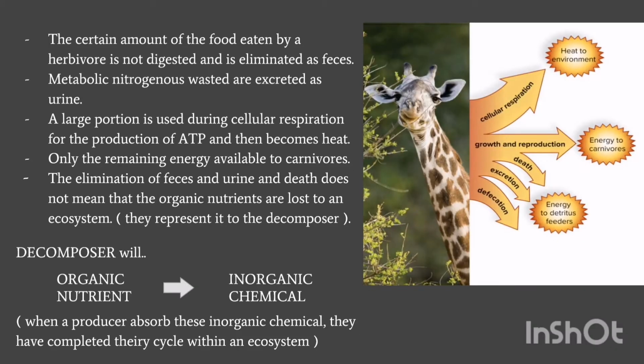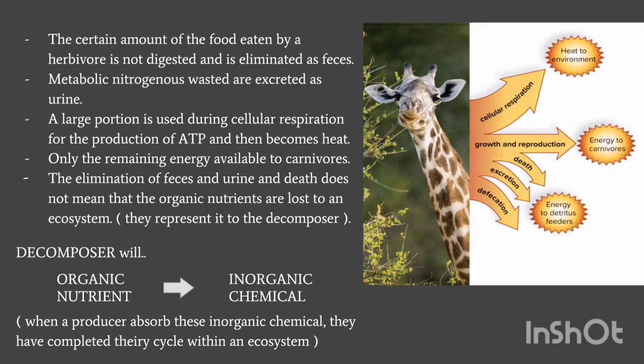So from this figure, I want to explain a little bit. A certain amount of food eaten by this giraffe, a herbivore, is not digested and is eliminated as feces. Metabolic nitrogenous wastes are excreted as urine. A large portion is used during cellular respiration for the production of ATP and thereafter becomes heat. Only the remaining energy, which is converted into increased body weight or additional offspring, becomes available to their consumers.